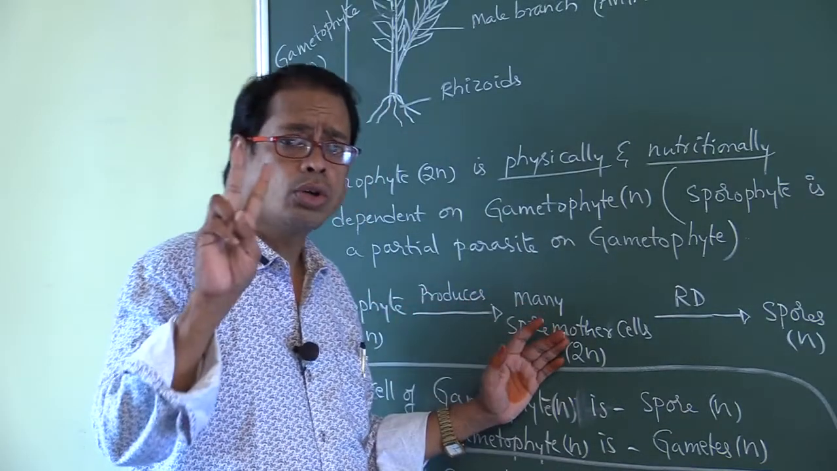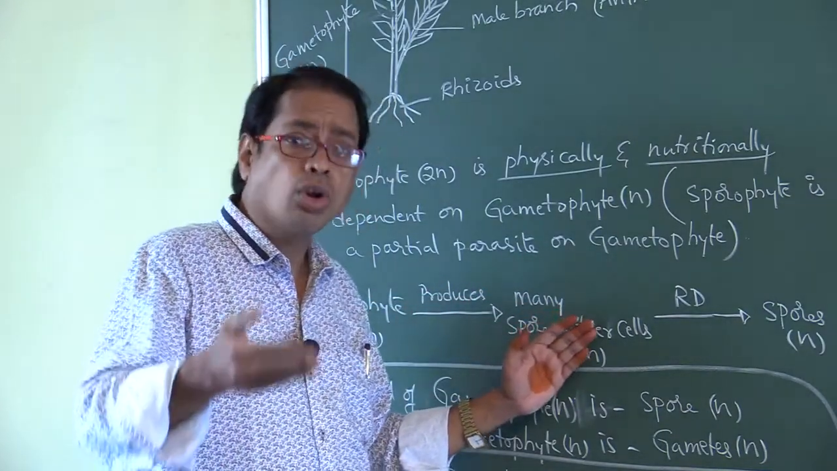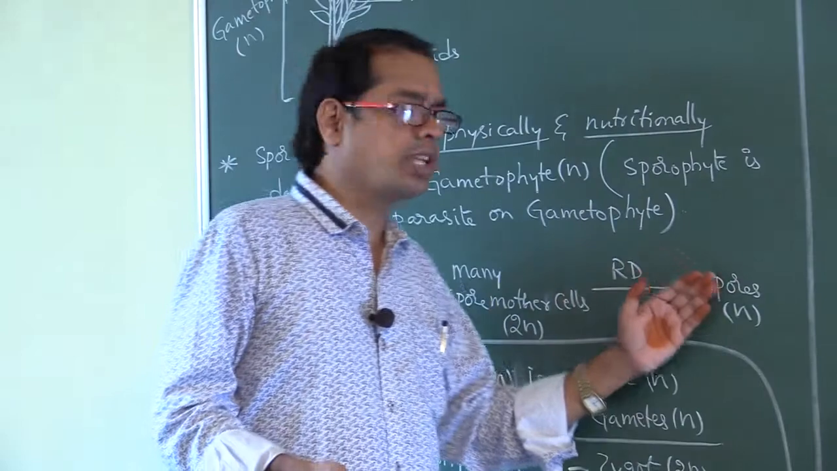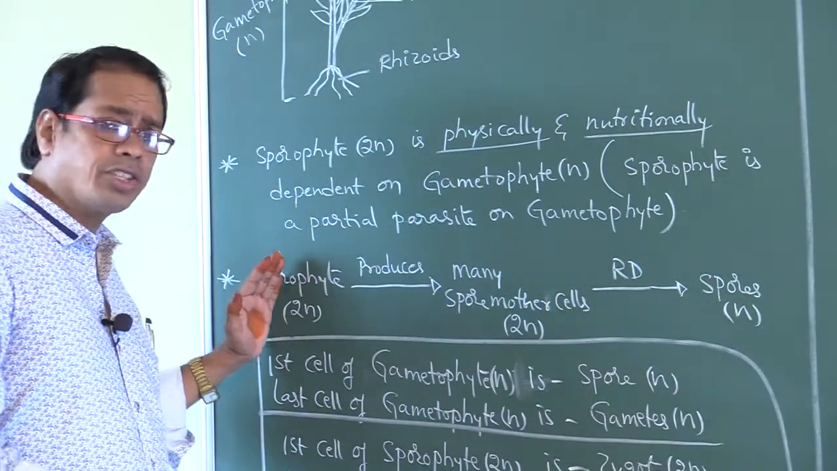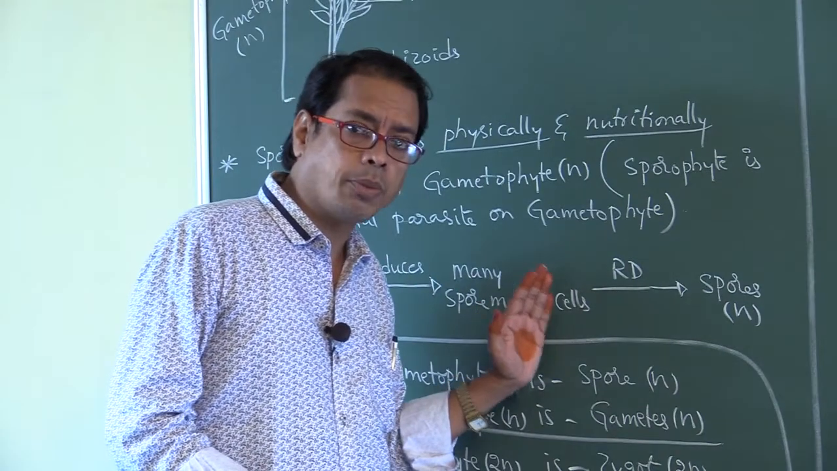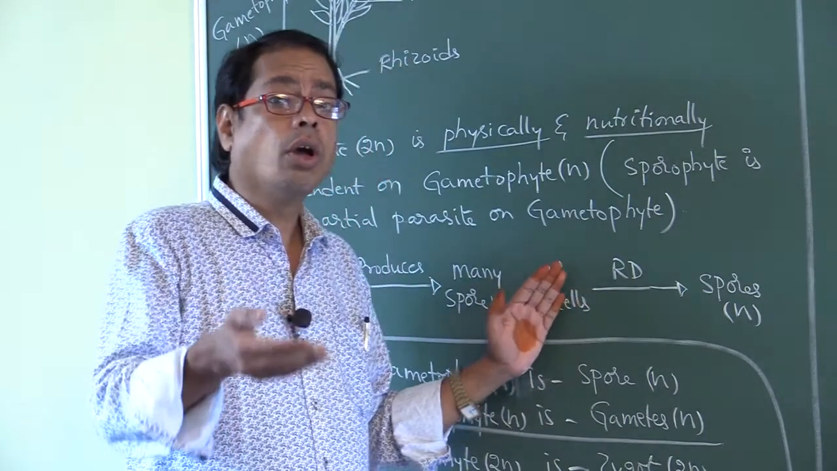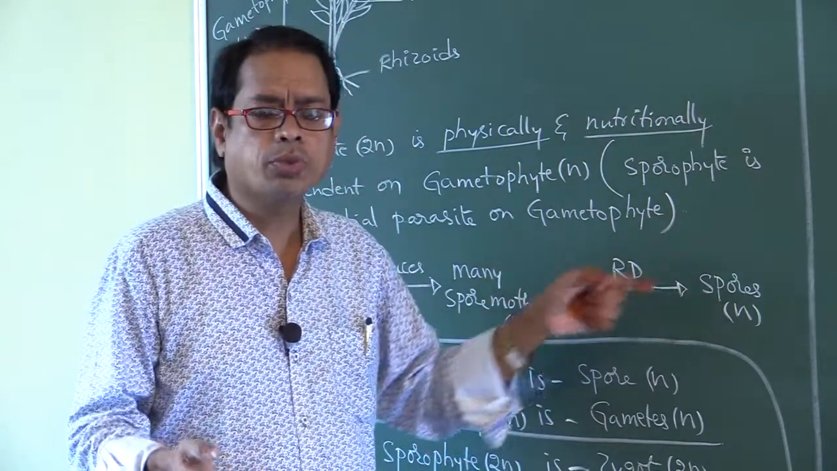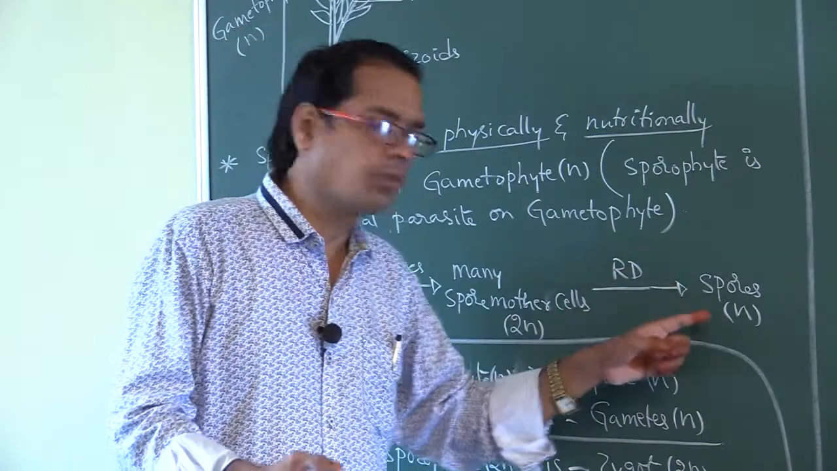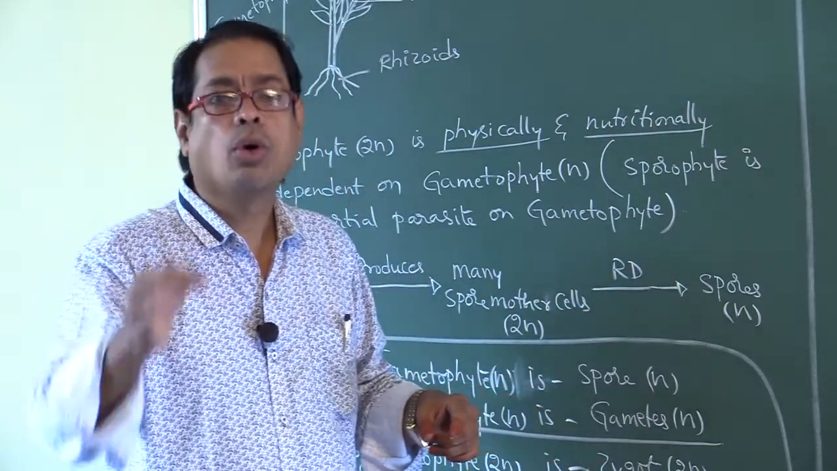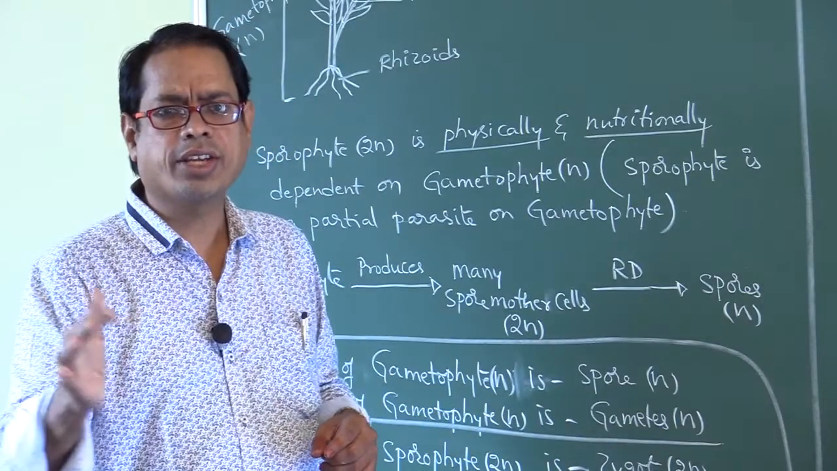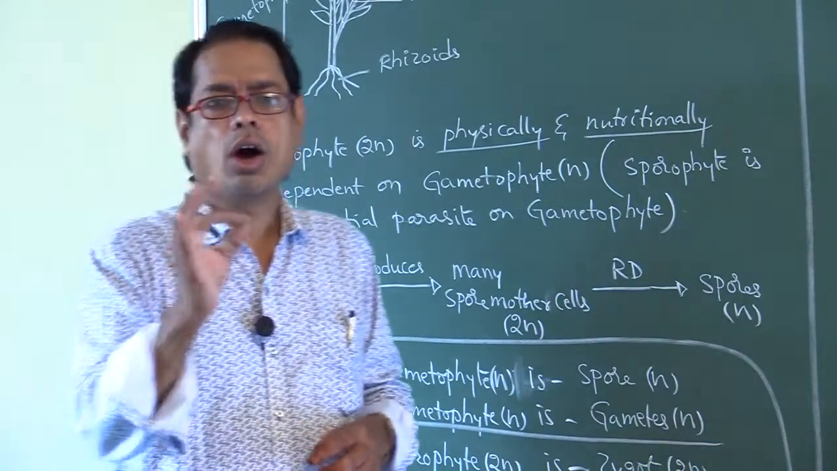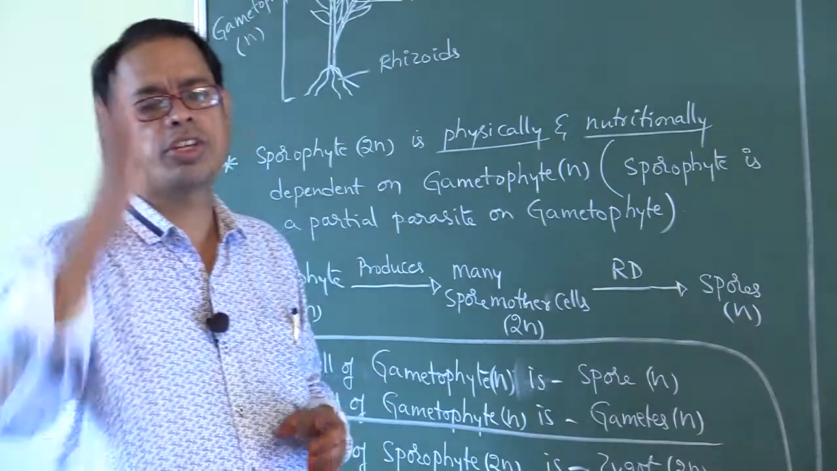Spore mother cells are also 2n diploid. Later on, each spore mother cell undergoes reduction division and produces spores. That is, the sporophyte is diploid. Each spore mother cell is also diploid, and each spore mother cell undergoes meiotic division or reduction division and produces spores. All these spores are haploid in nature. All these spores are one kind. So, this is homosporous. That is, the sporophyte produces one kind of spores. This one kind of spores formation is called homosporous. All bryophytes are homosporous in nature.